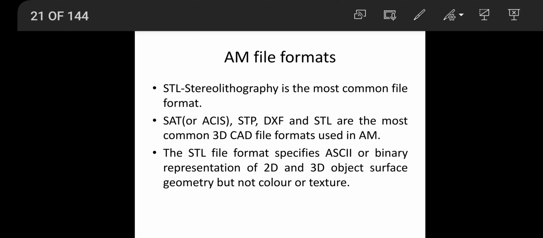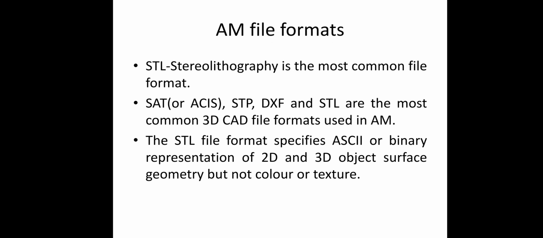The STL file format is specified in two forms. One is ASCII form and the other is binary form. The file size of the ASCII form is larger, whereas the file size in binary form is much smaller. The STL file format is a 3D format. It converts a 3D diagram into a 3D file format.